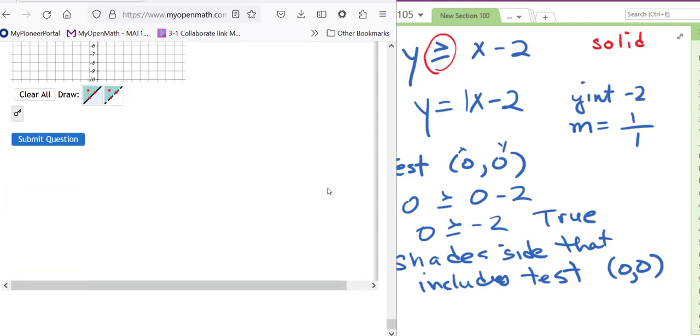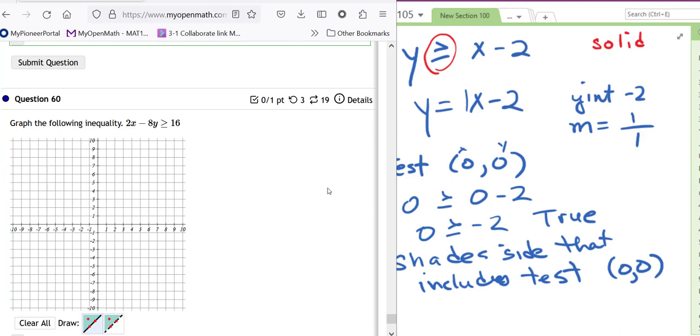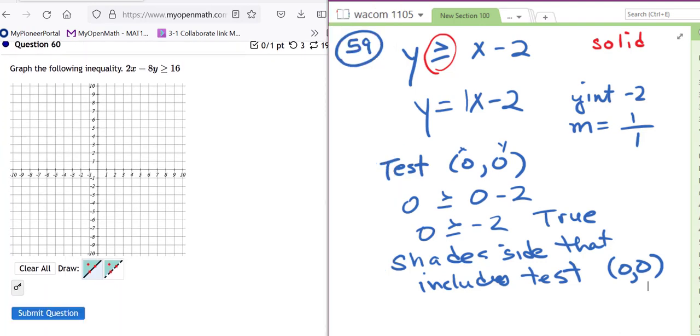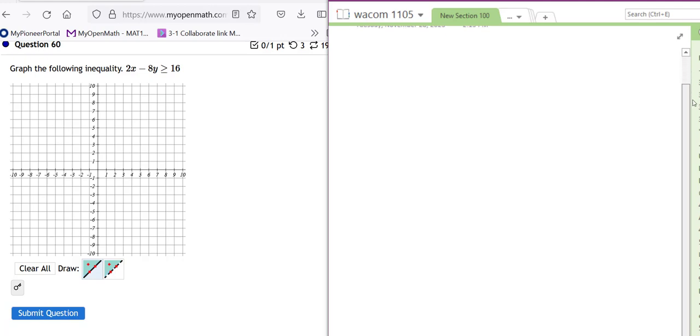Let's see if this one looks any different. Not a whole lot different. You could graph it with intercepts, or you could move it around. It doesn't really matter. We have time. We can squish it in. All right. 2x minus 8y greater than or equal to 16. Check your inequality symbol. It is going to be solid because there is an equals underneath.